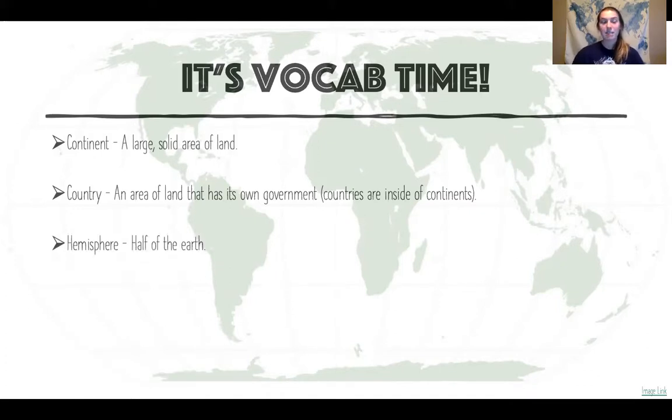Good, the next one, hemisphere, read it. Half of the earth. Half of the earth is the definition of hemisphere. So the world is split in half like this. Northern hemisphere, southern hemisphere. Then we split the earth in half like this. Western hemisphere, eastern hemisphere. Good.